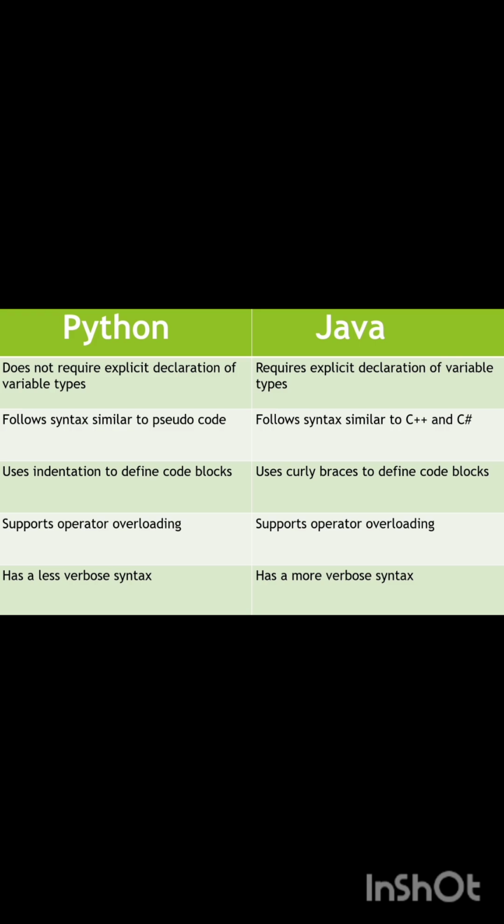Python uses indentation to define a block of code, but Java uses curly brackets to define a block of code. Java supports operator overloading, and Python supports operator overloading. Both support it. And the next point is Java has a more verbose syntax, but Python has a less verbose syntax.